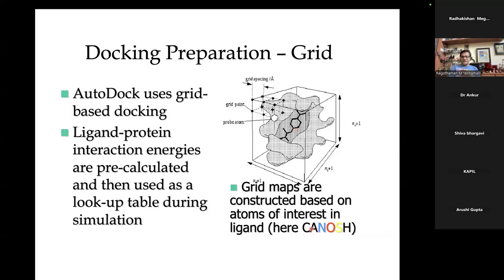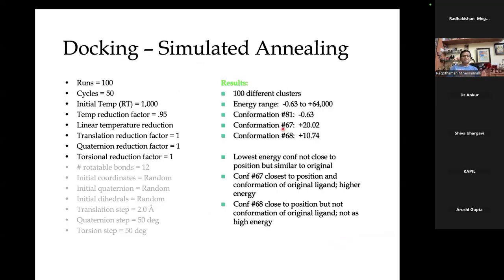So most commonly you have carbon, nitrogen, oxygen, sulfur, and hydrogen, for which grid maps are generated. You can have receptor-based grid maps, you can have ligand-based grid maps, you can have different types of grid maps. You can select one particular grid map for all the molecules and so on.